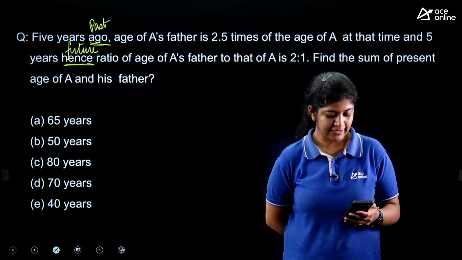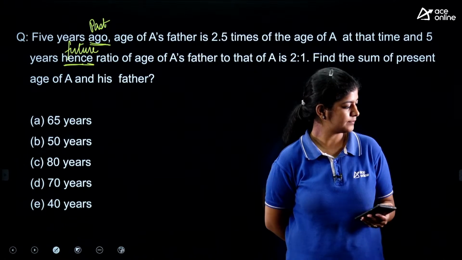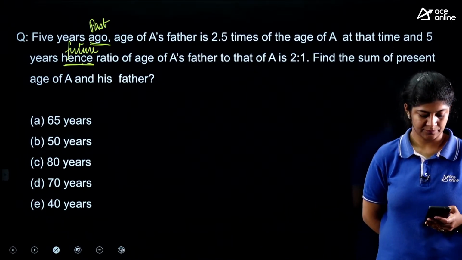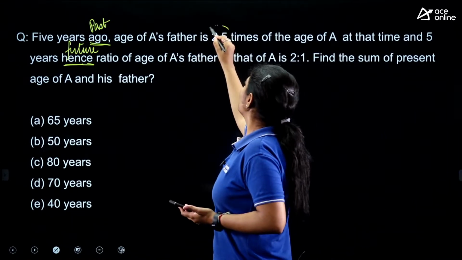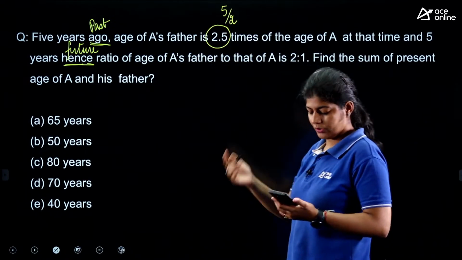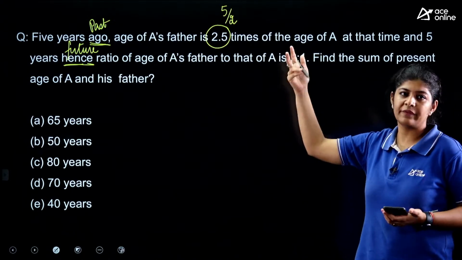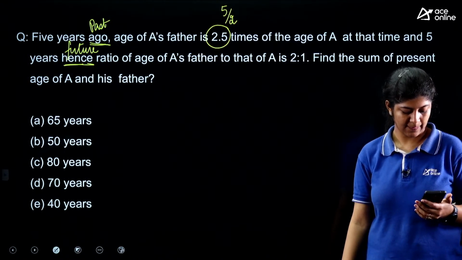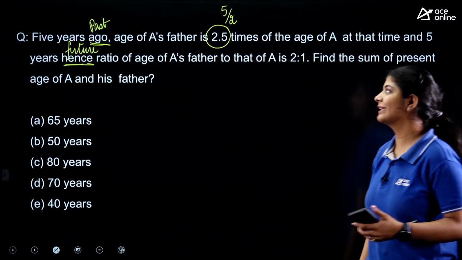What answer are we getting? Here we can write 2.5 as 5 by 2. If you are solving it with the help of ratio, then you can write 2.5 as 5 by 2. Okay, let's start discussing it.